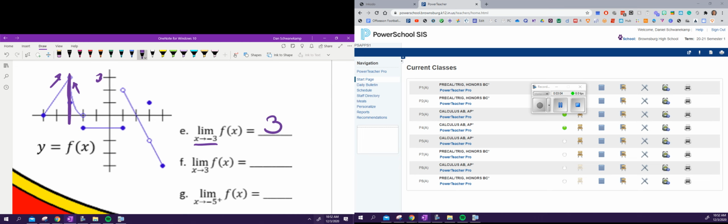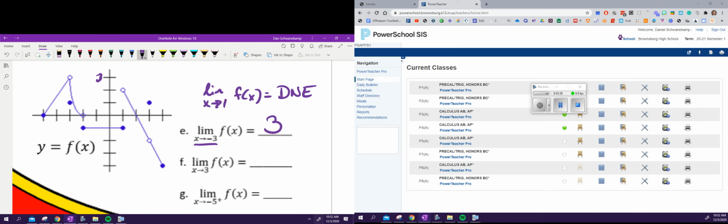If I'm not approaching the same thing, like for example, if I asked you, what is the limit as x approaches 1? As I approach 1, what's the limit going to be? That's DNE, because I'm not approaching the same thing. Okay, if I'm approaching the same thing, then that's my value.